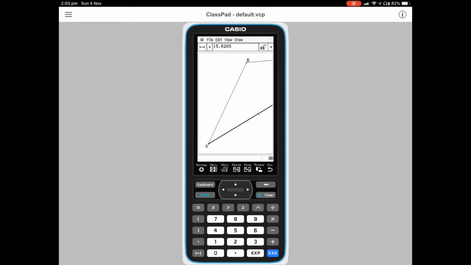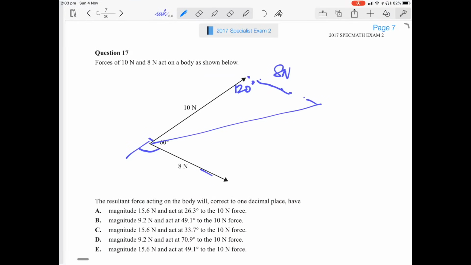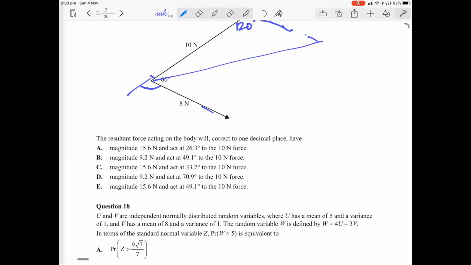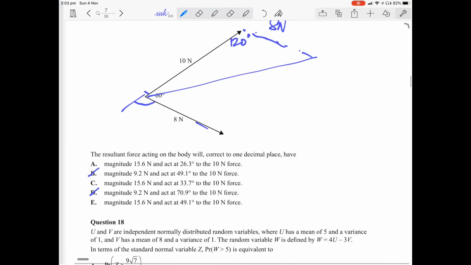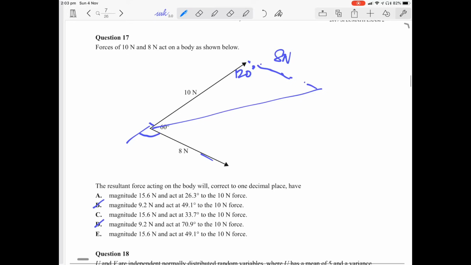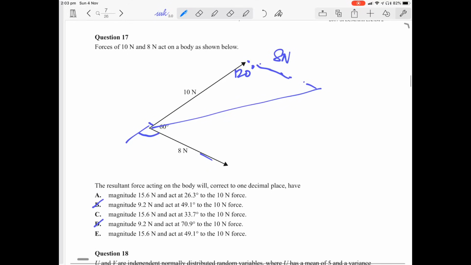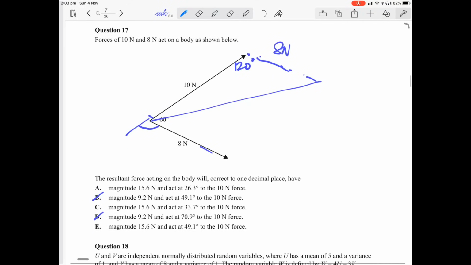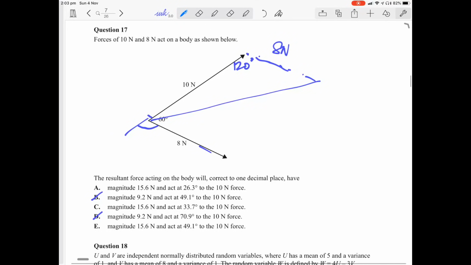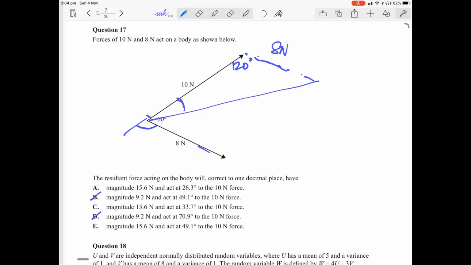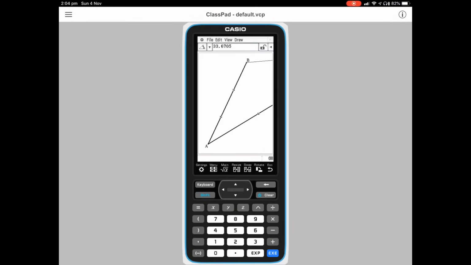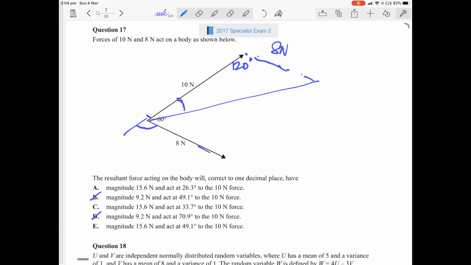The other side is 15.62. Okay, so I got rid of those two answers. Awesome. And at that Newton force, so I've got to find this angle in here. So we can just do it on the CAS as well. Just highlight those two, 33.67.